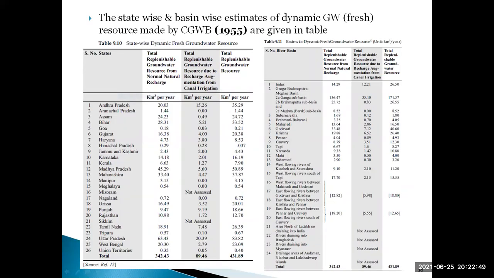These two tables show the state-wise fresh groundwater resources and the river basin-wise resources. The first table shows the availability of groundwater resources in different states of India. Similarly, the second table shows the basin-wise groundwater potential in India, according to CGWB in 1985. They provided this particular data.